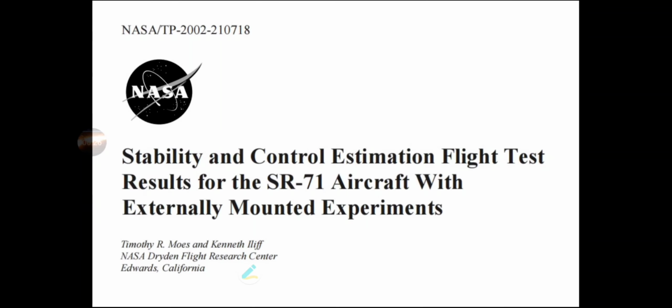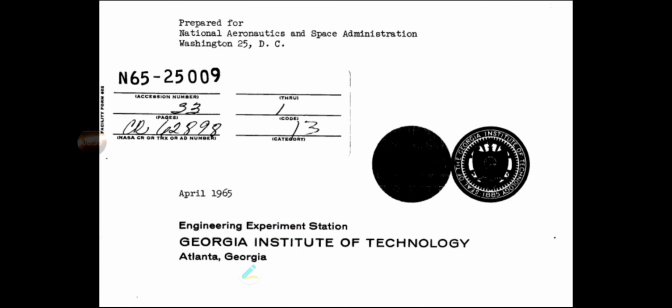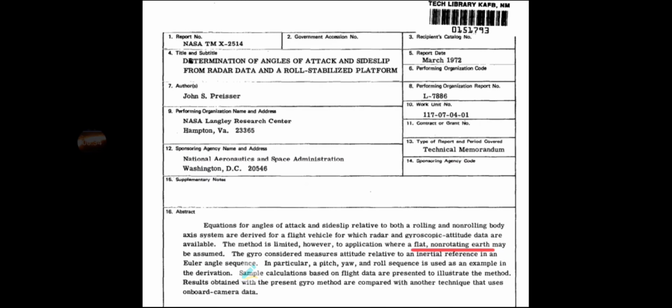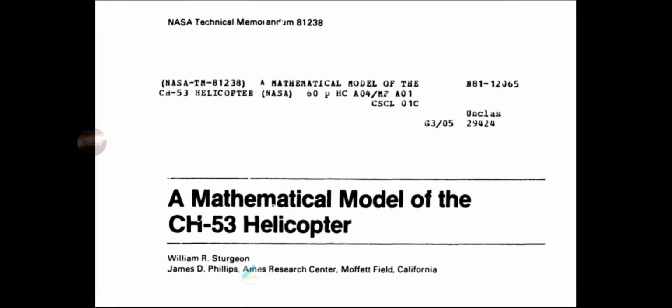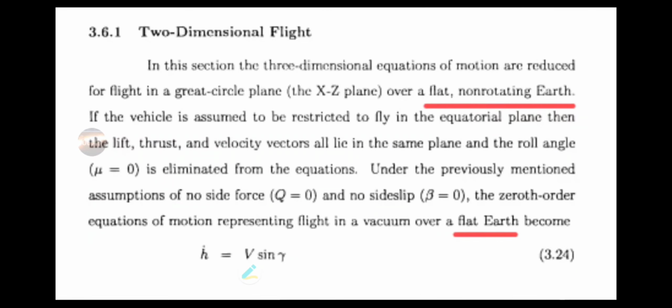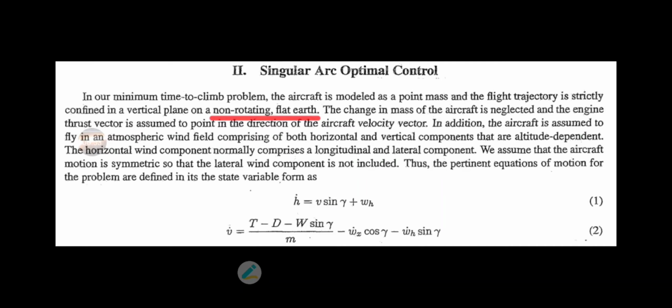For example, this NASA document assumes a flat, non-rotating Earth. Georgia Institute of Technology, on behalf of NASA, the model used is a flat, non-rotating Earth. Technical memo from the NASA Langley Research Center, flat, non-rotating Earth. NASA Technical Memorandum, flat, non-rotating Earth. NASA publication on the derivation and definition of a linear aircraft model, flat, non-rotating Earth. NASA contractor, flat, non-rotating Earth, and flat Earth assumptions. NASA Ames Research Center, non-rotating flat Earth.